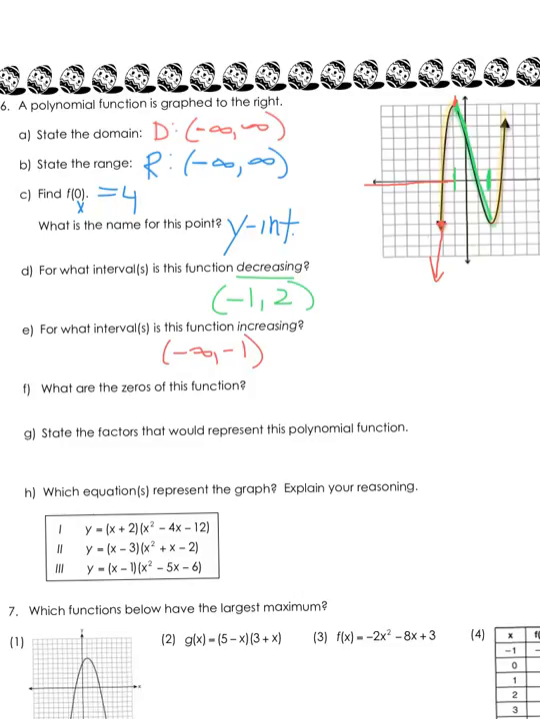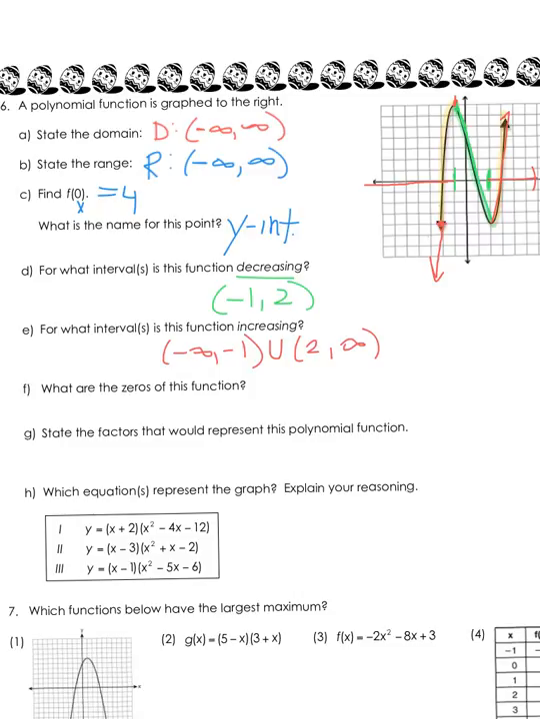But that's not the only place it increases. It decreases where my green highlighter is, but then it starts increasing again at 2 and continues to increase the rest of the way. This is from 2 to infinity. It's increasing. Now, some of you may have seen notation where you put this fancy union in the middle. If you didn't, that's okay. All right, I'm on F.